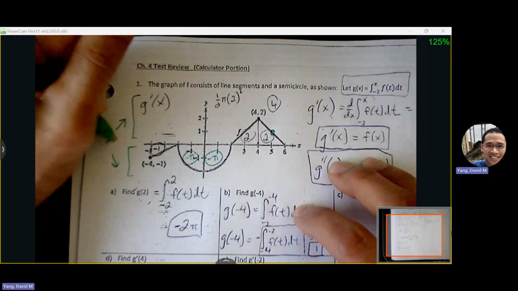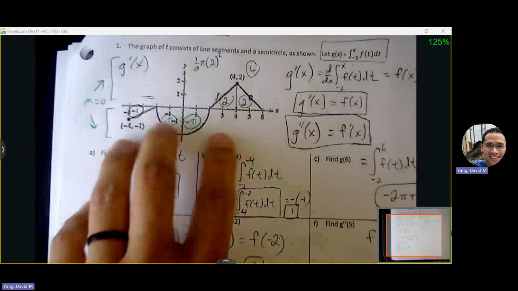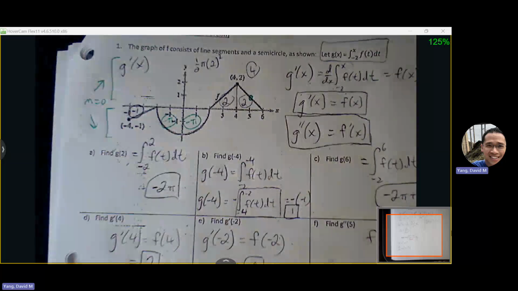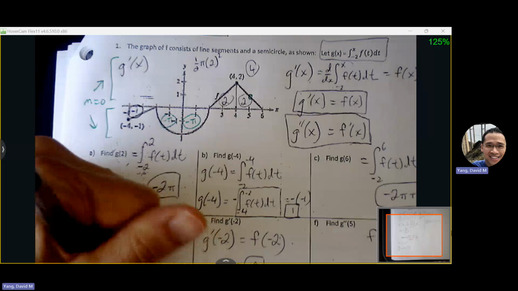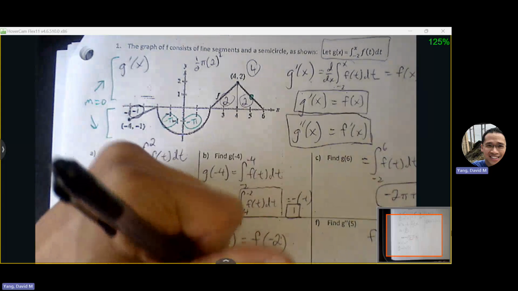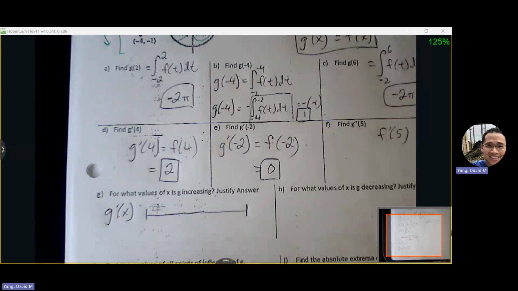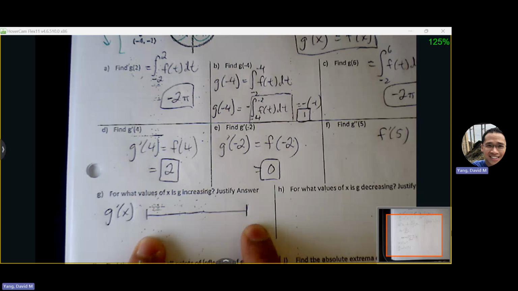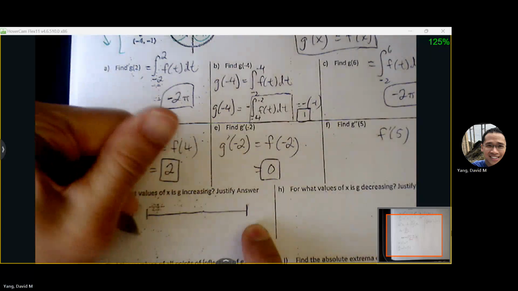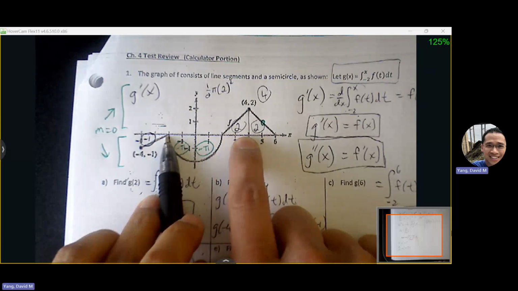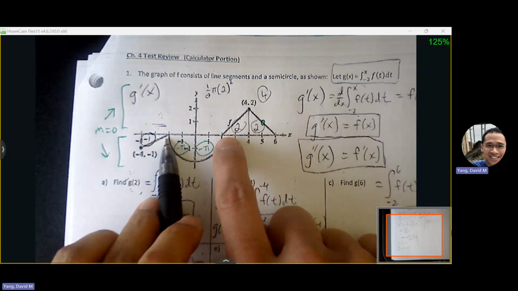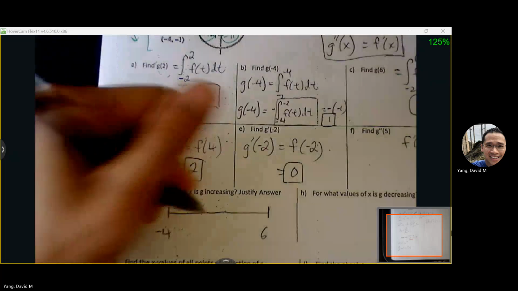On the x-axis, slope 0. Let's find our x-intercepts first, and we're going to create a slope sign line for g. And then we'll be able to more appropriately answer it from our sign line. So our endpoints go from -4 to 6. Our critical points are our x-intercepts, so -2, 2, and that's it, right? Just -2 and 2.